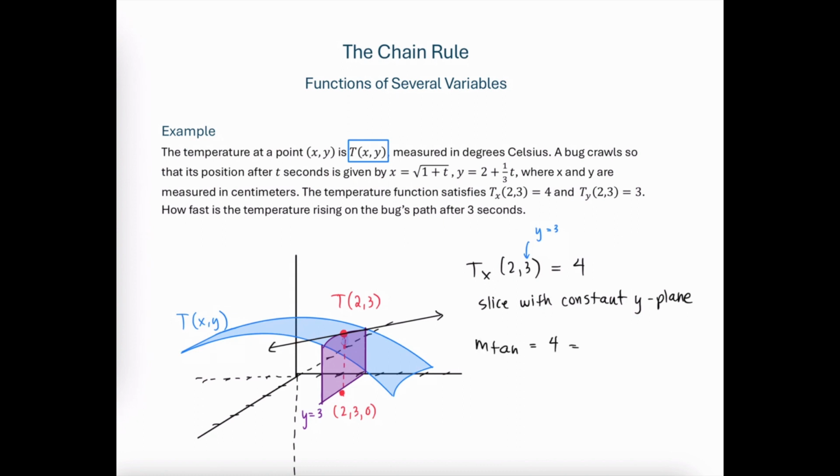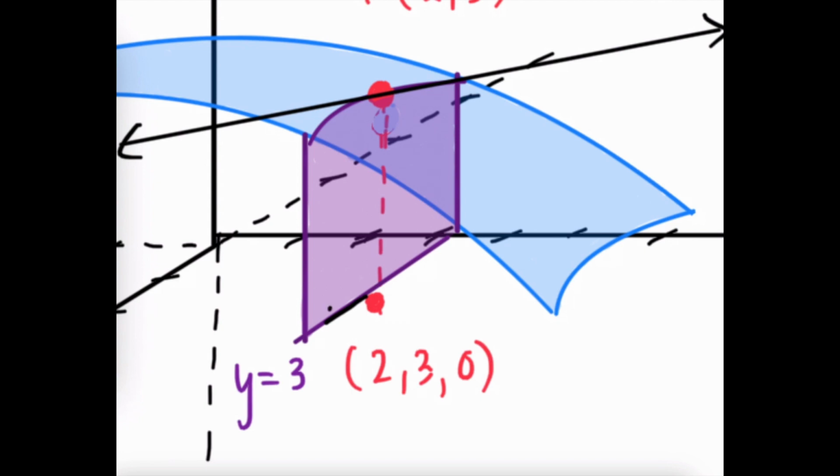So what this means is that the output temperature is going up by 4 degrees Celsius for every 1 centimeter in the direction of an increase in x. So if our bug travels 1 centimeter this direction, the temperature is going to increase by 4 degrees Celsius.